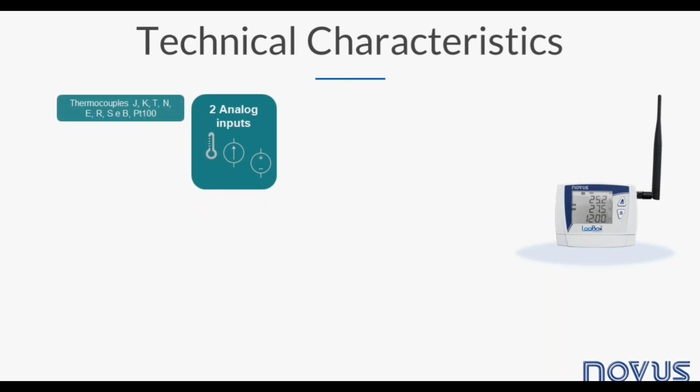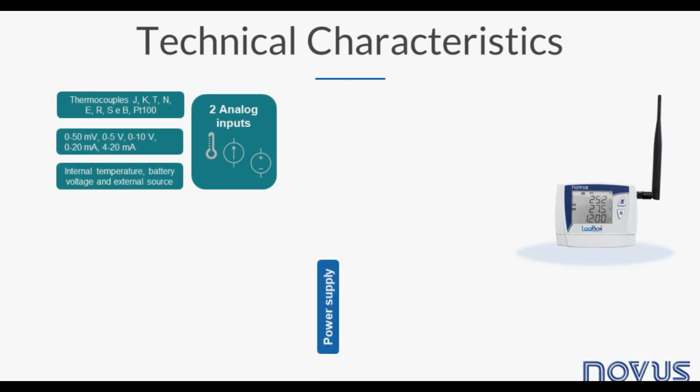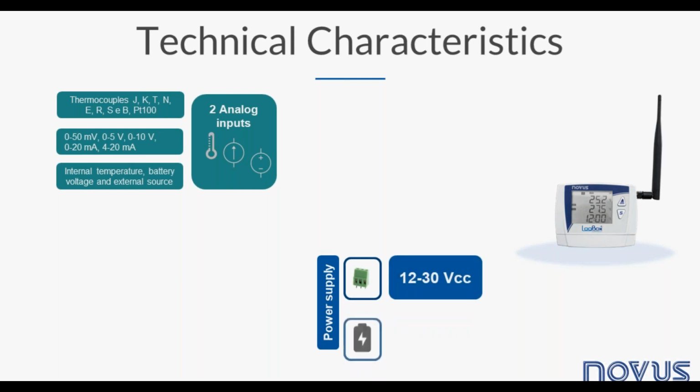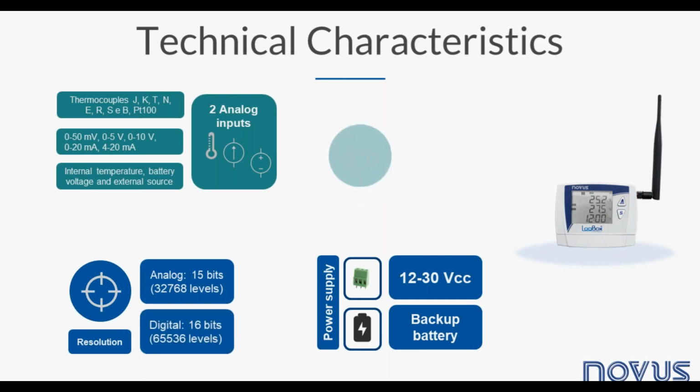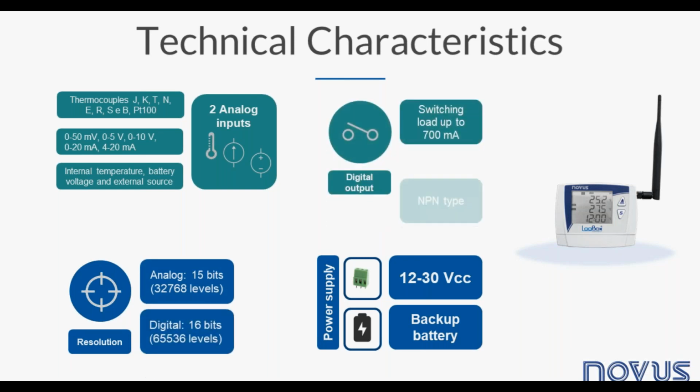Okay, now going technically deeper into the device, we can talk about the analog inputs firstly. Lockbox 3G provides two universal analog inputs, accepting a wide range of sensor types, such as thermocouple, PT100, standard voltage signal, standard current signal. It counts with a few built-in sensors also. We have internal temperature, battery voltage, and external source voltage measurements. It also has an NPN type digital output that can be activated in any alarm condition.